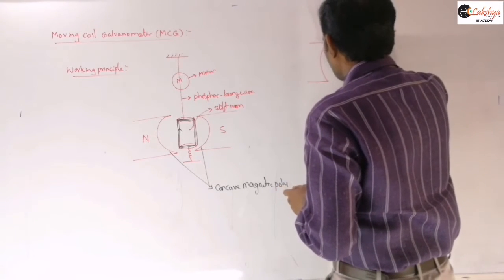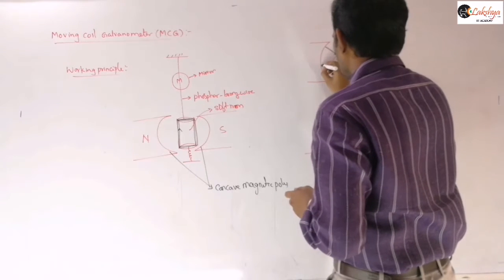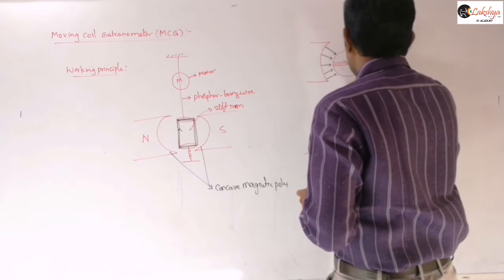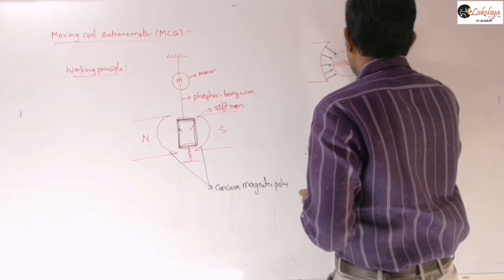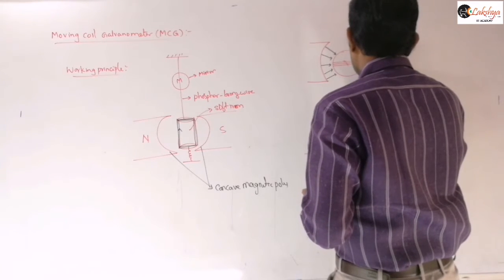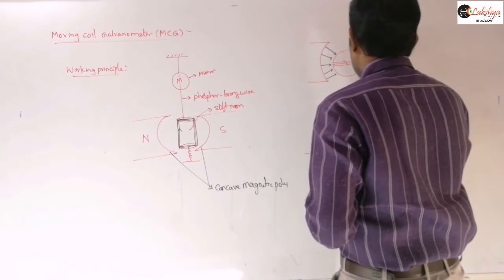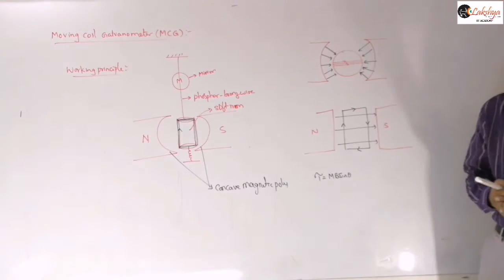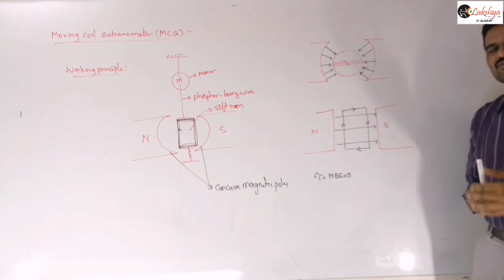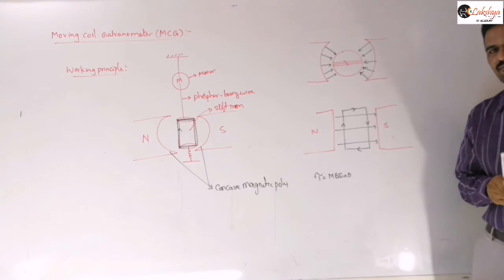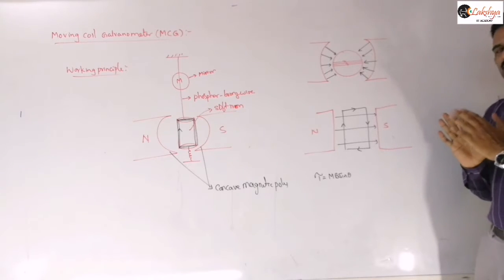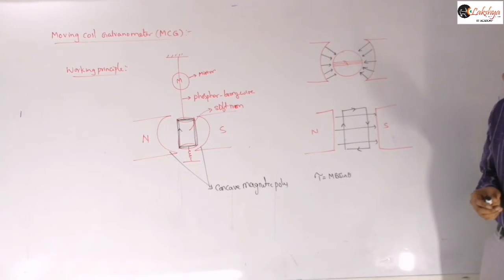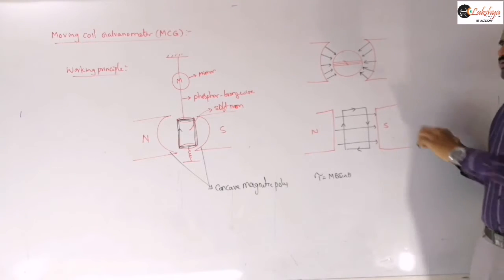That is what we call a radial magnetic field. The magnetic field lines will be directed like this. This we call a radial magnetic field. So when a radial magnetic field is produced here, the advantage is that the torque acting on the coil will always be maximum, MB, you will always get.